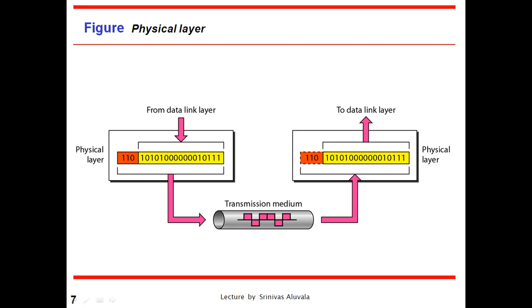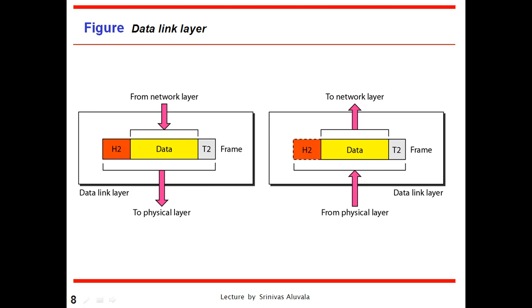And it is also concerned with the synchronization of the bits. The sender and the receiver not only must use the same bit rate, but also must be synchronized at the bit level. And it also tells the transmission mode, which defines the direction of transmission between two devices, that is, simplex, half duplex or full duplex.